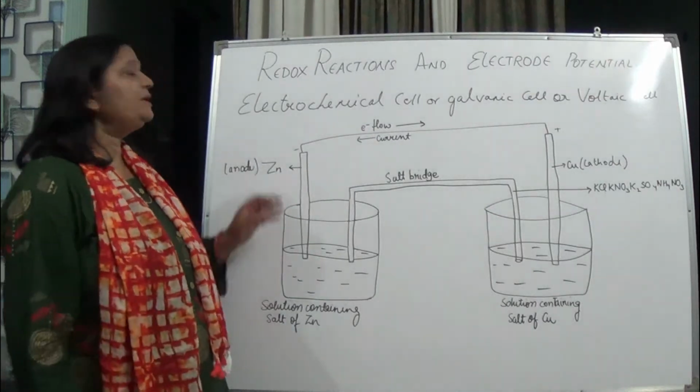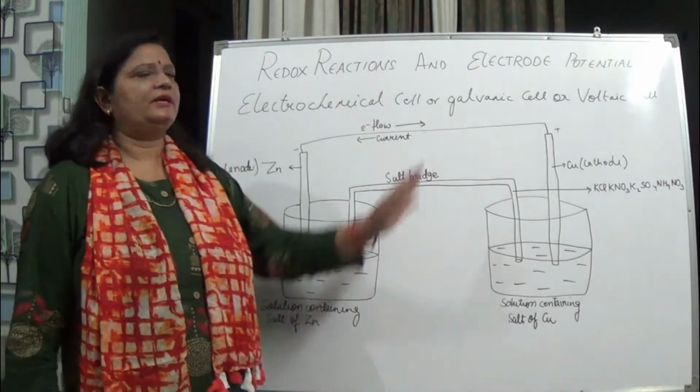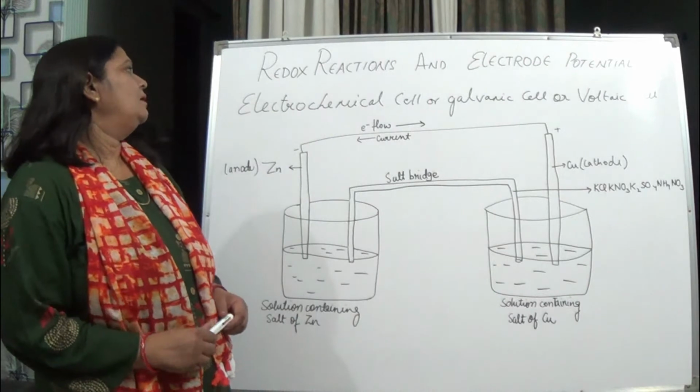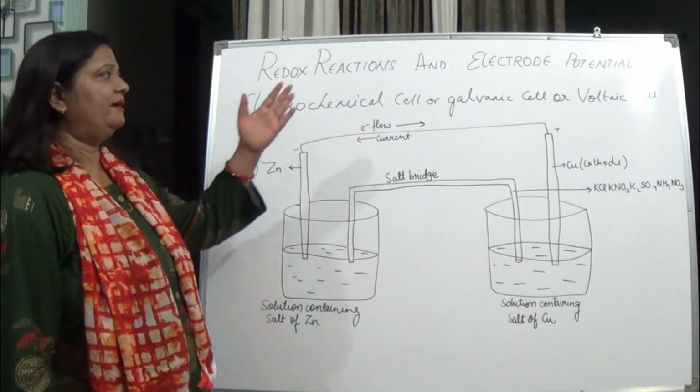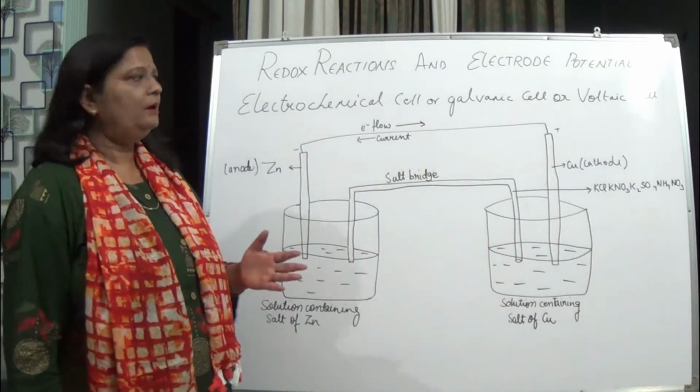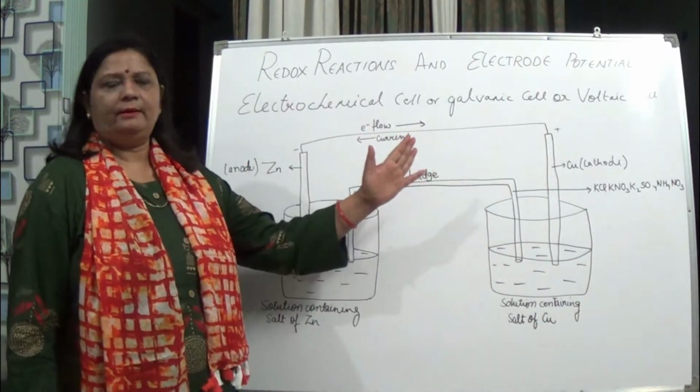Hello students, we are going to study the topic redox reactions and electrode potential. Here we are going to study about the electrochemical cell, or a galvanic cell, or a voltaic cell. All are similar.